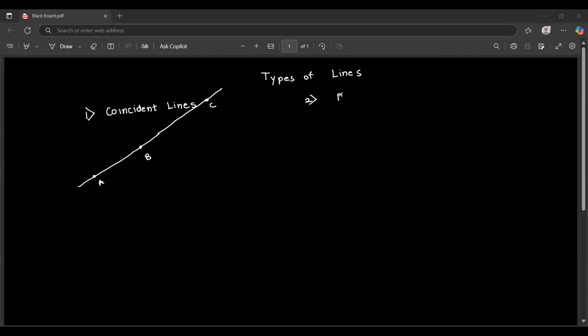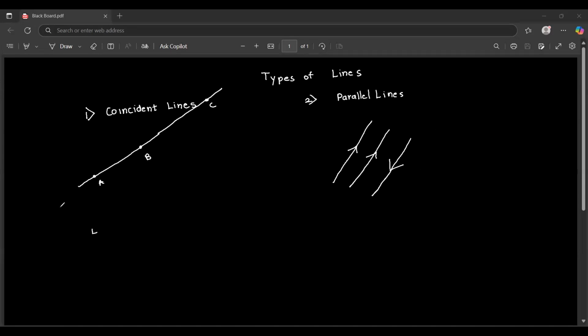Second one, parallel line. I don't think you need an explanation for parallel lines because we know what parallel lines are. If two lines are parallel to each other, it can be in another direction, okay? It can be opposite to this, but still they are parallel lines. It can be in the same direction or the opposite direction, but they are still parallel lines.